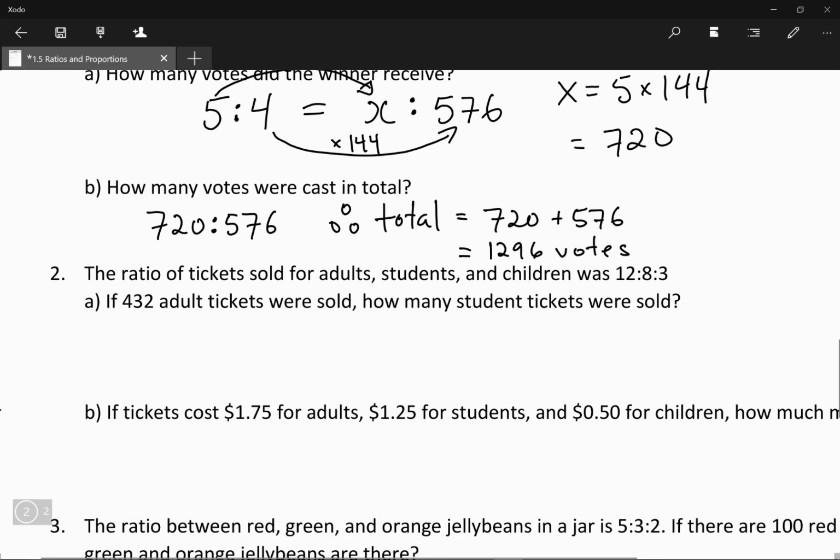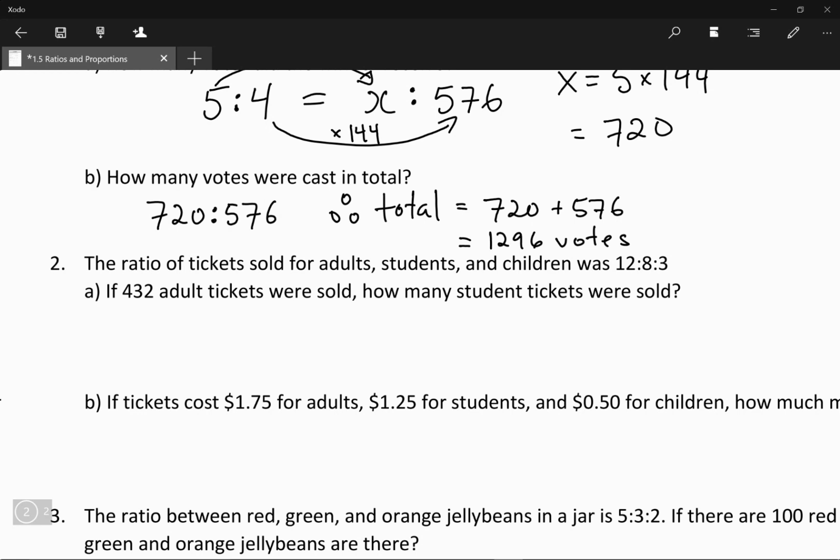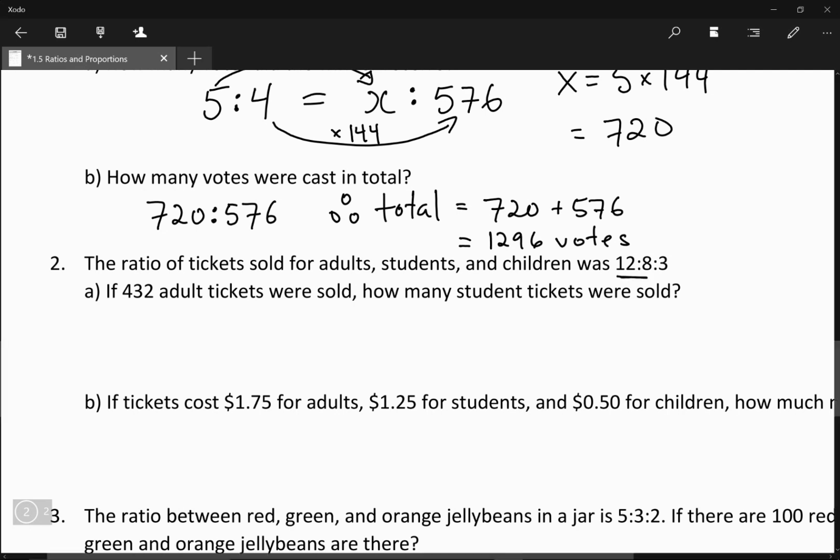Okay, number 2. The ratio of tickets sold for adults, students, and children was 12 to 8 to 3. So the adults was 12, students were 8, and children were 3. If 432 adult tickets were sold, how many students' tickets were sold? So I'm going to look at only the first two numbers in the ratio, 12 to 8, because 12 represents the number of adults and 8 represents the number of students. And that ratio is going to equal the number of tickets in total. So 432 adult tickets in total were sold, and I'm going to say X is the number of student tickets sold.